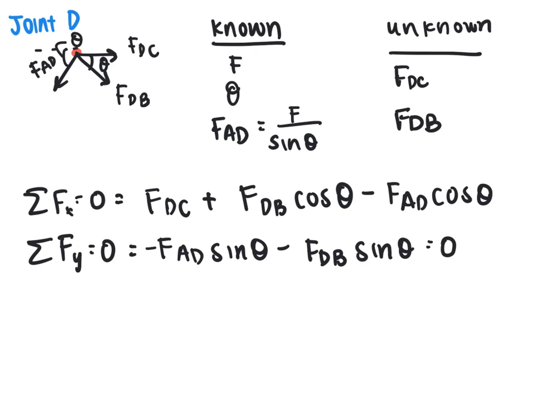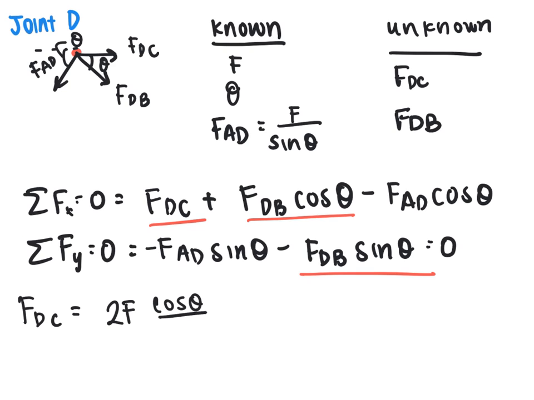So we have 2 unknowns and 2 equations, so that's a good sign. The things that we don't know are going to be FDC and FDB. So we could solve accordingly, and what we're going to end up getting is that FDC is going to be equal to 2F cosine theta divided by sine theta, and FDB is going to be equal to negative F divided by sine theta.